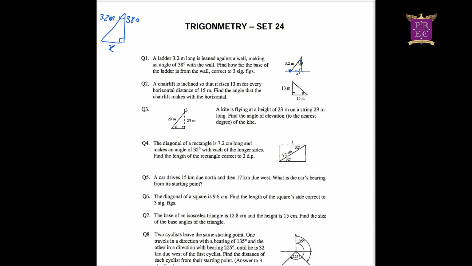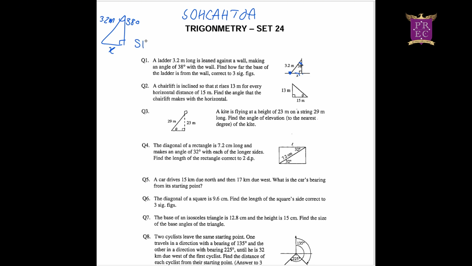So which one is that? Always remember, okay, so we've got opposite and hypotenuse, which is this one. So we would use sine, okay? Sine 38 degrees is equal to opposite over hypotenuse, x over 3.2. So x would be 3.2 sine 38. Put this in the calculator and see what you guys can get.